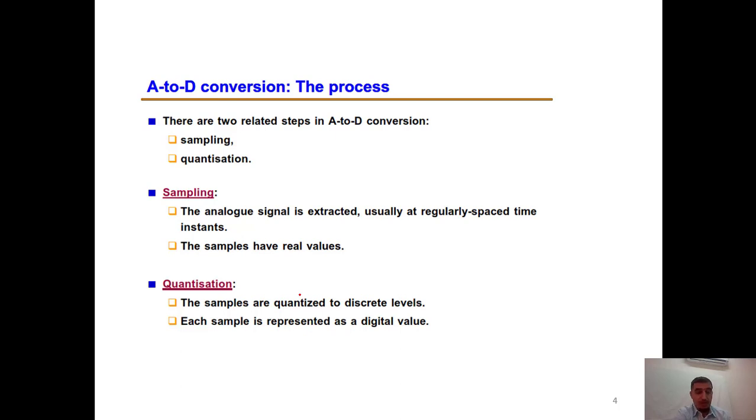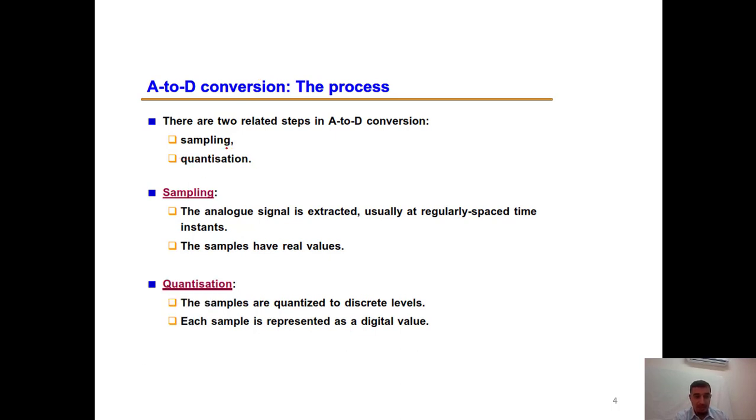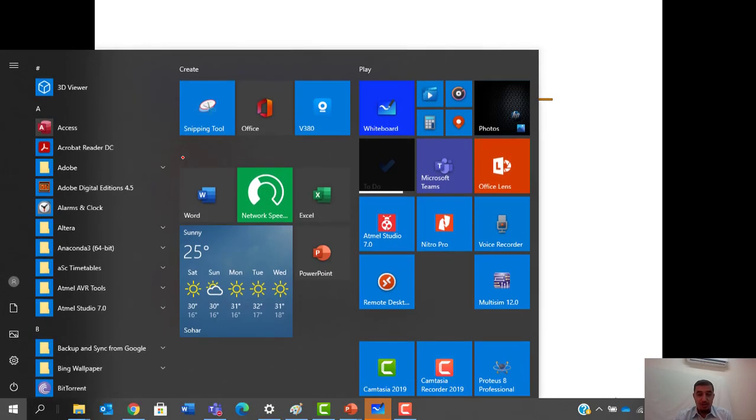Now, two things we need to understand: sampling and quantization. We said sampling is taking samples on the x-axis, and quantization is on the y-axis. So what is sampling? The analog signal is extracted at usually regularly spaced times. The samples have real values. These samples are then quantized and changed into digital values.